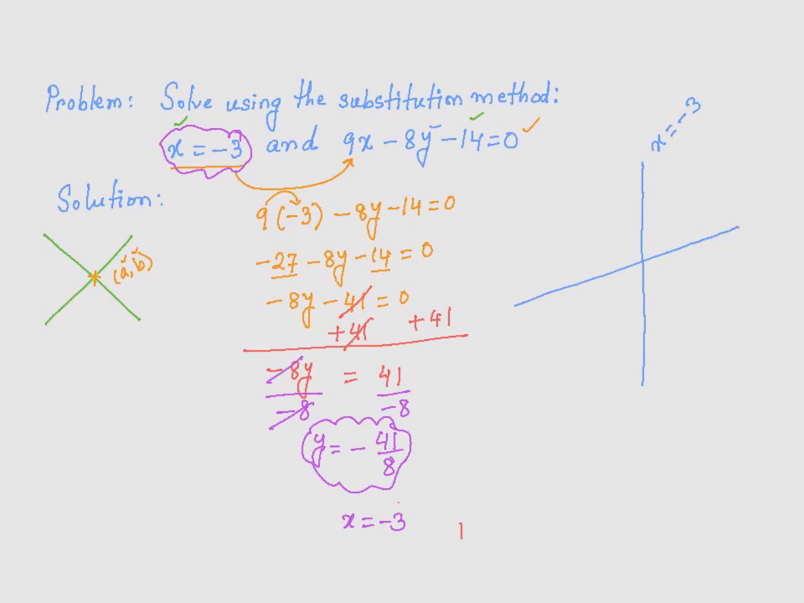Now, what we are doing here is finding the point of intersection, which is this. So, what are the coordinates of this point of intersection? It is -3, 41 over 8. And that's exactly what we did in finding the solution to this system of linear equations. You are finding the point of intersection for the two straight lines under consideration.